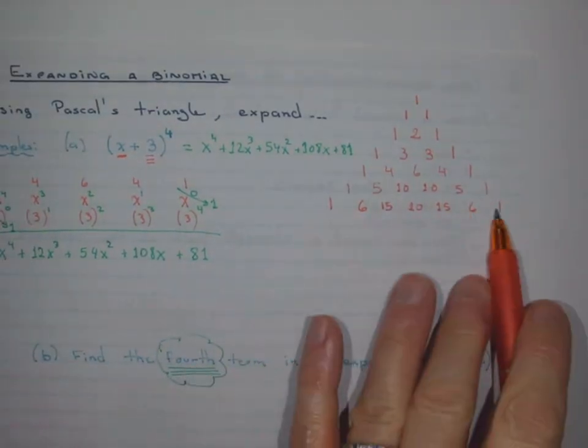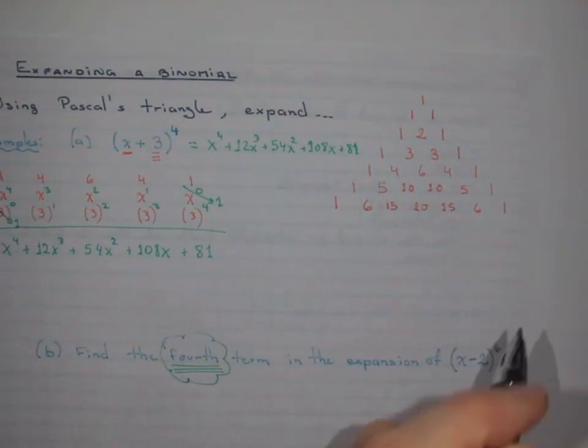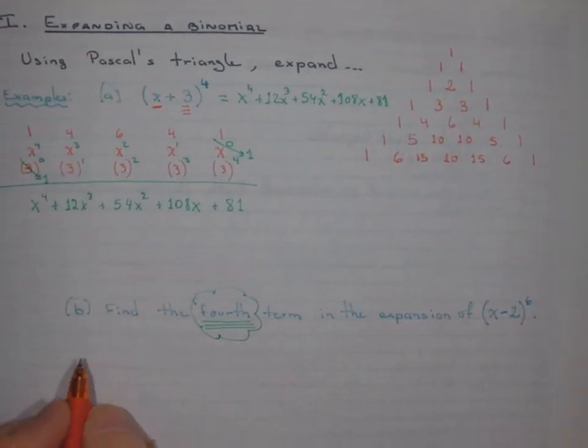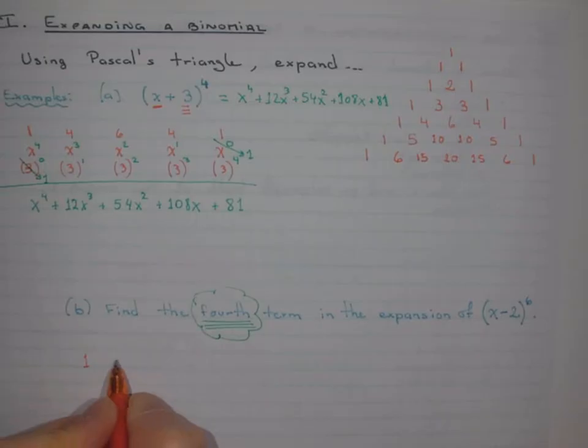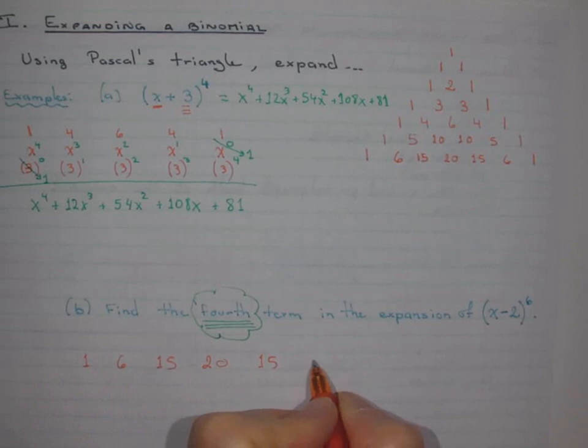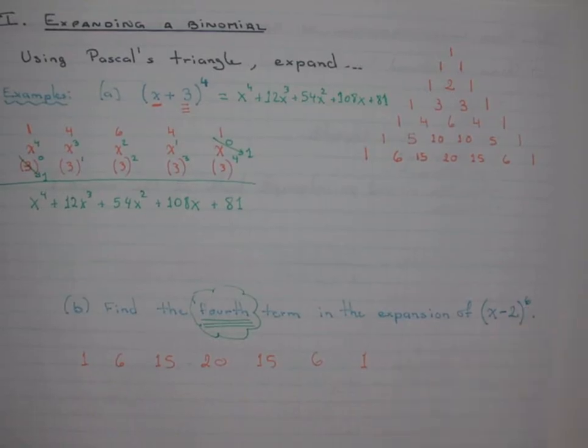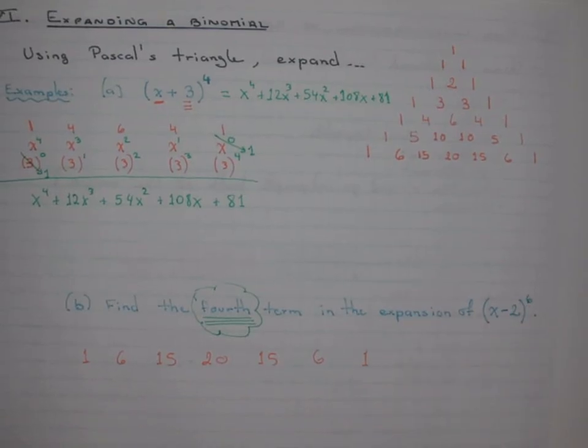So I need that line, but I don't want the whole line, so I'm going to recopy that down here just so I can explain. So 1, 6, 15, 20, 15, 6, 1. 1, 2, 3, 4, 5, 6, 7. I have one more than what my exponent is. That's what I expect, right? Because of that 0 we're adding to that.